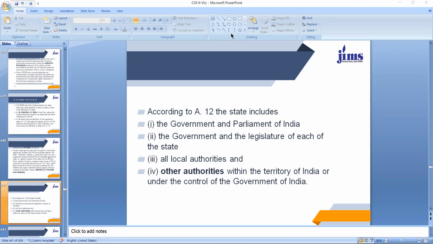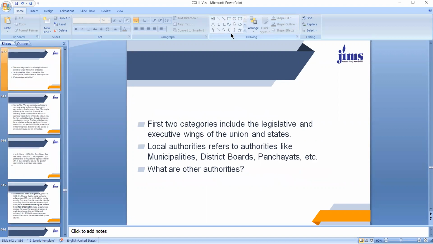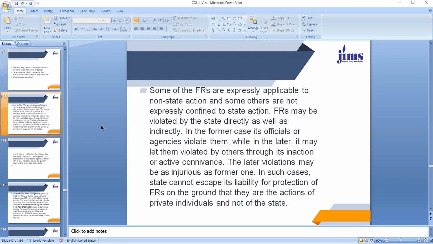Local authorities, you know, include municipalities, district boards, panchayats, etc. Whereas the first two categories relating to central and state government include the legislative and executive wings of the Union and states. Now, according to the definition of state under Article 12, what are the other authorities which are included in the definition of the state? It depends from case to case as decided by the Supreme Court as to whether a particular authority is included within the definition of state or not.